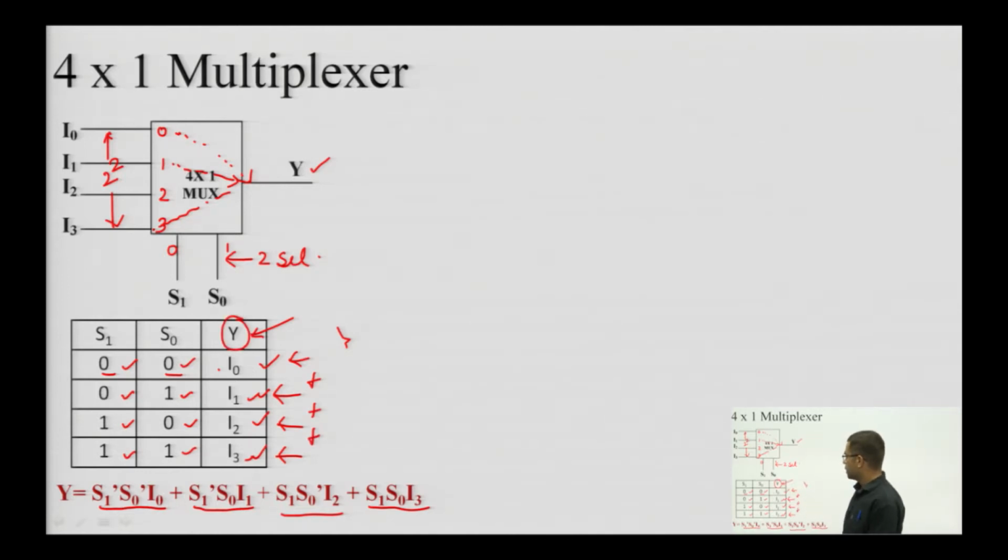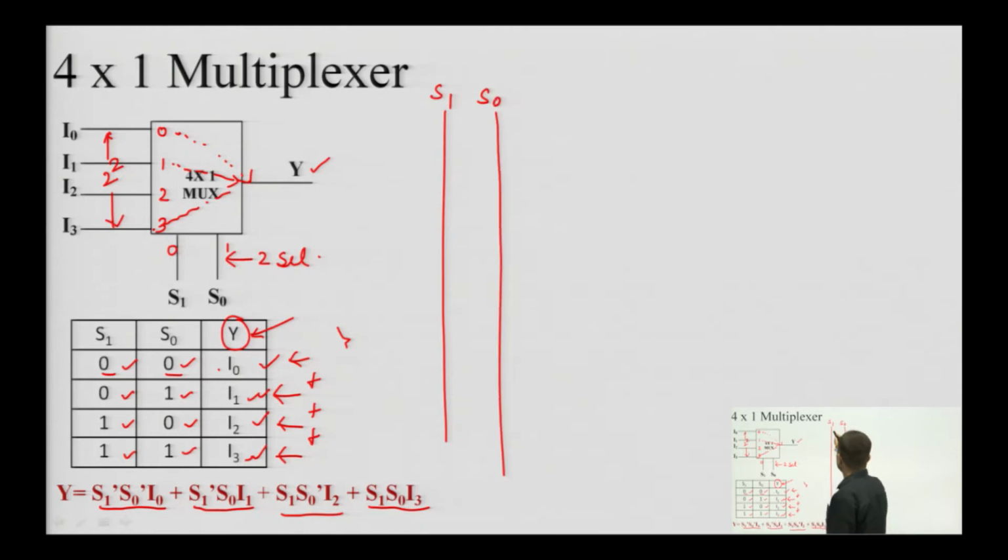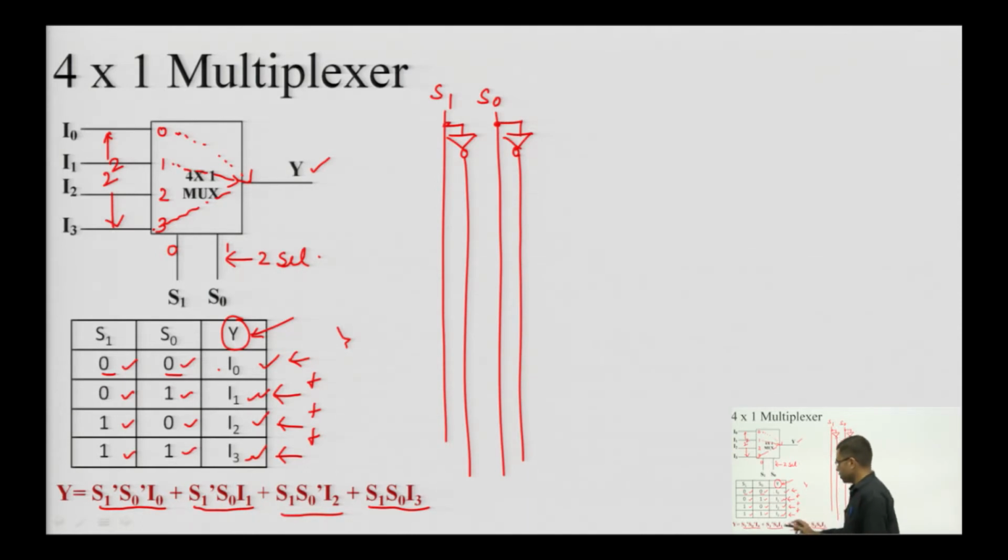If you want to realize the circuit for this Y, we can do it very easily by placing the select lines S 1, S naught, and this will be S 1 bar, and this will be S naught bar. Then we can realize the first product, S 1 bar, S naught bar into I naught. So, this is S 1 bar, this is S naught bar, and this will be I naught. This is the first product. Similarly, the second product is S 1 bar, S naught: this is S 1 bar, this is S naught, and this is I 1.